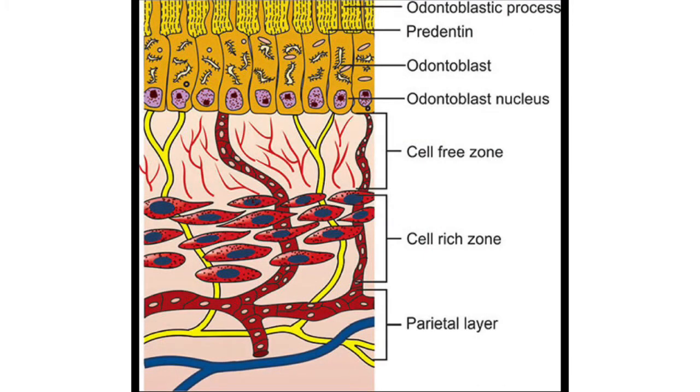Let's discuss the A delta fibers and the C fibers. Before we go to the fibers, let's talk about the histology of the pulp. In the pulp we have different layers, and the outermost is the dentine.